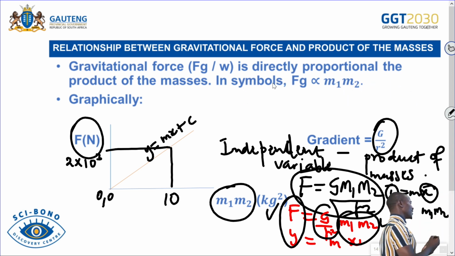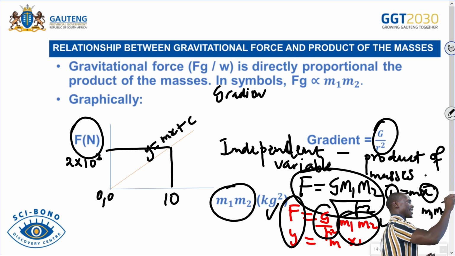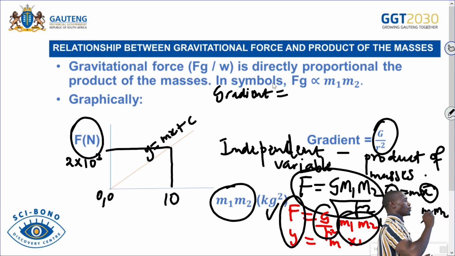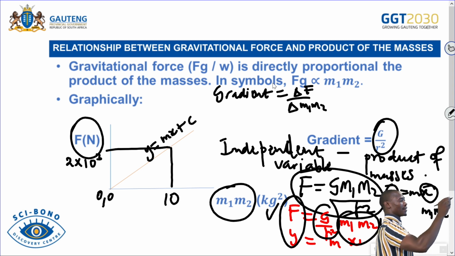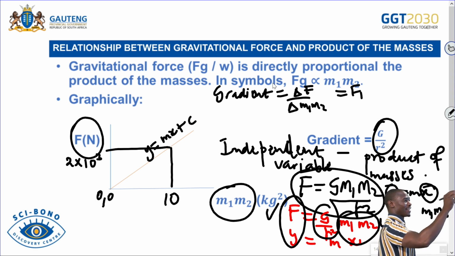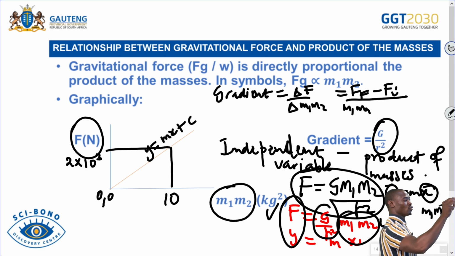So for the gradient, you need how many points? 2 points. So the gradient in this case will be the change in F, which is your y, over the change in the product of the masses, which is F final minus F initial, over m1 m2 final minus m1 m2 initial.